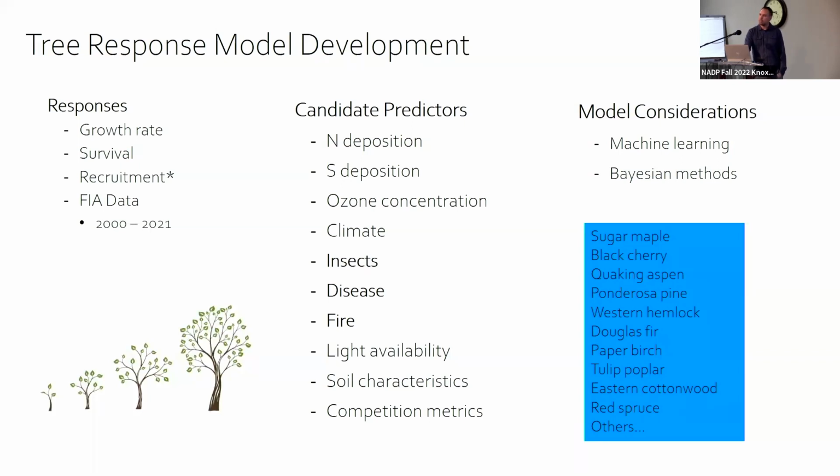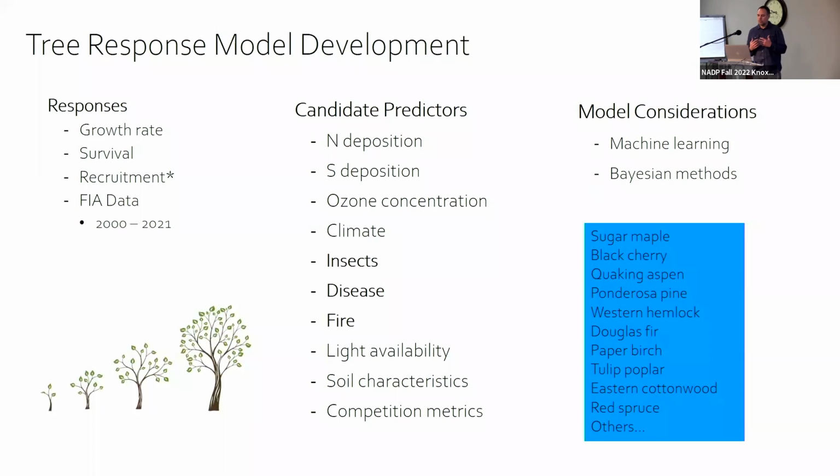We're using the FIA database for this. We have more than 20 years of data now. We're revisiting, repulling data from that database relative to what Horn used. And we're also expanding the set of candidate predictor variables. We have all these aspects of air pollution. Climate is an important factor. We want to look at those interactions between deposition and climate.